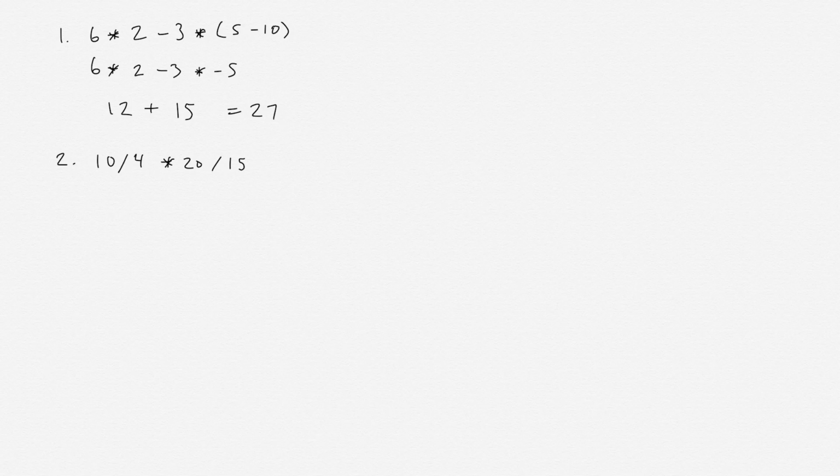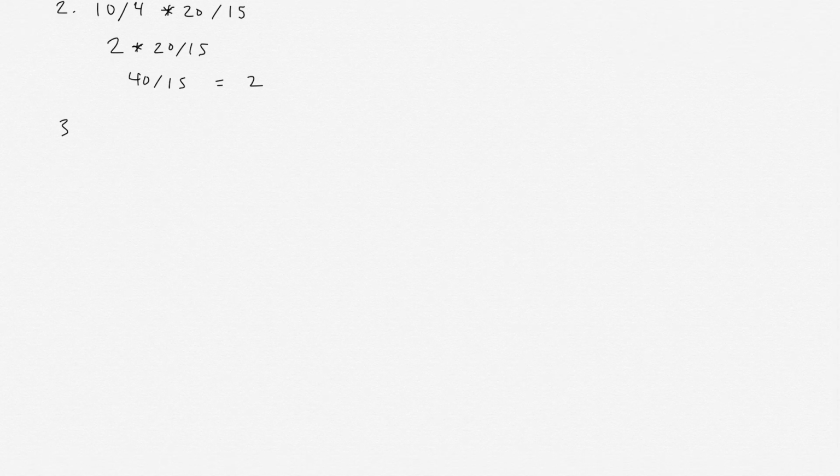So the first thing we want to do is 10 divided by 4, which is 2. Then we have 2 times 20 divided by 15. Next, 2 times 20 is 40. So we get 40 divided by 15. And finally, 40 divided by 15 is 2.